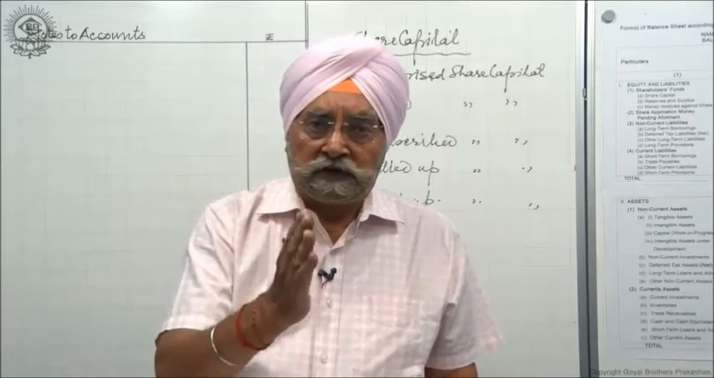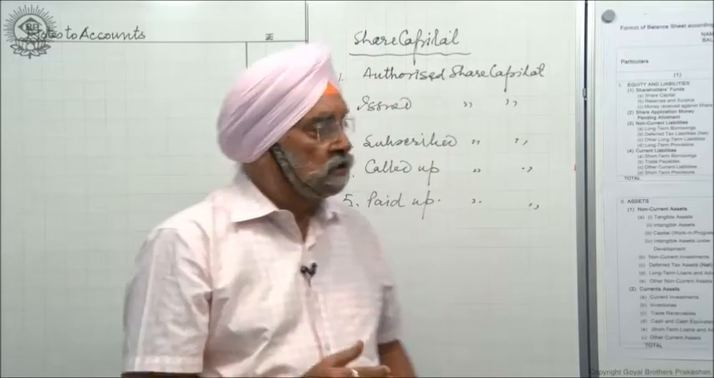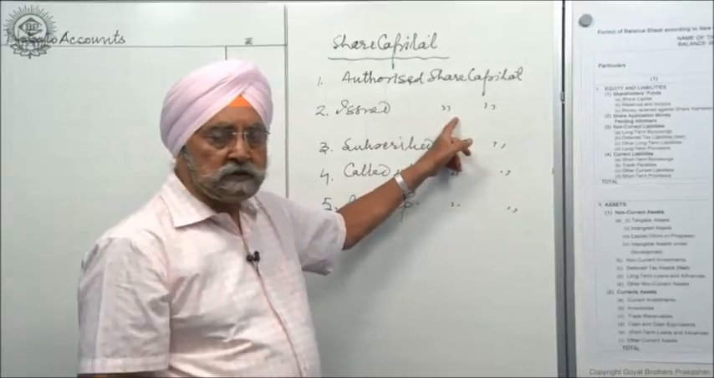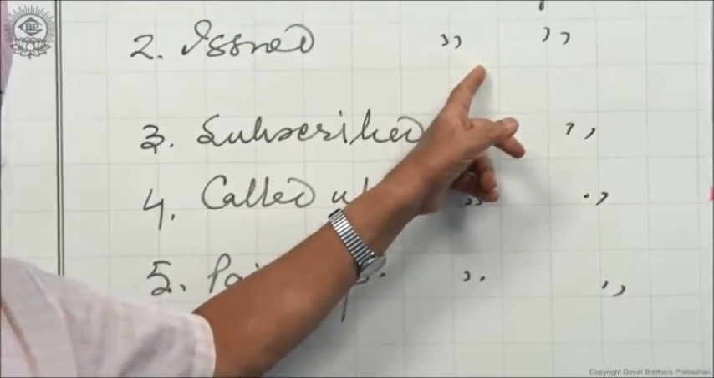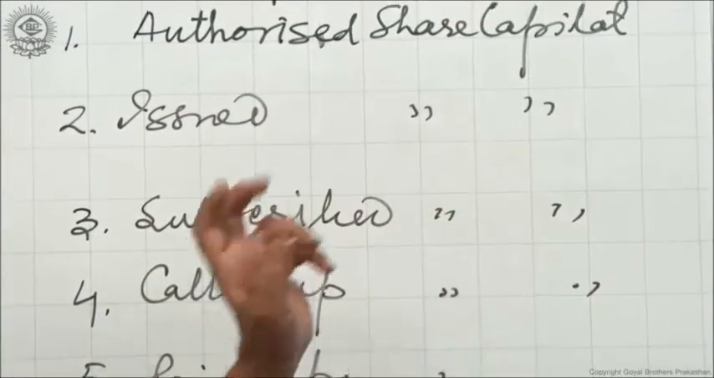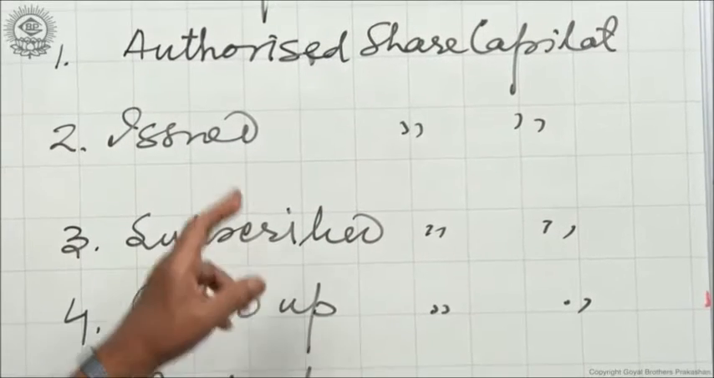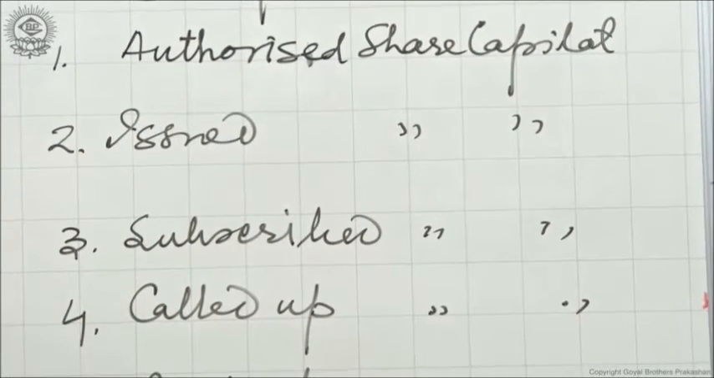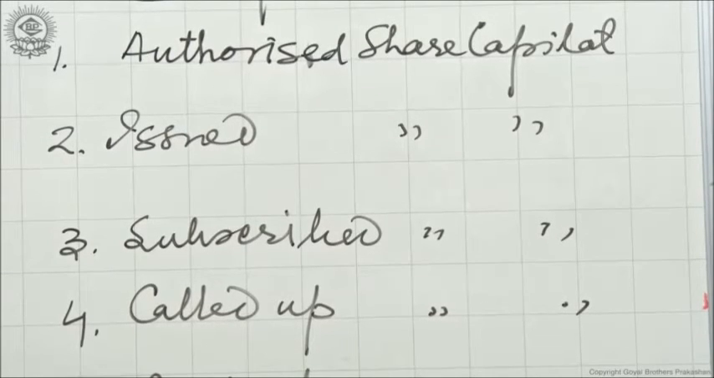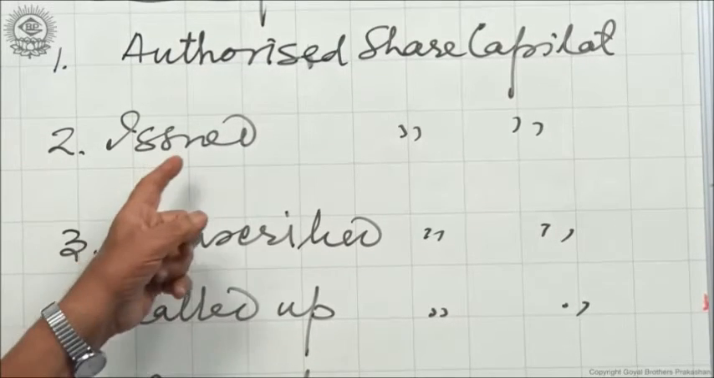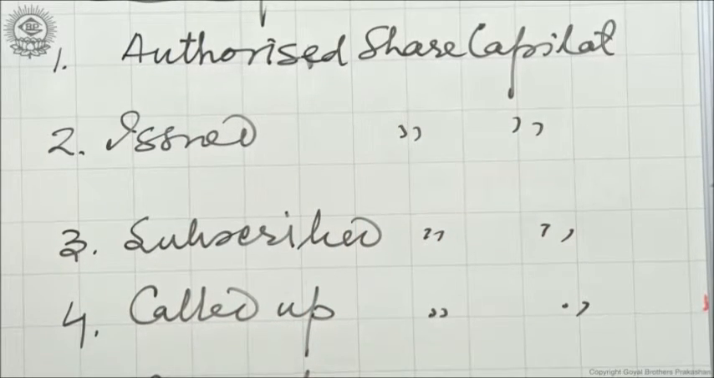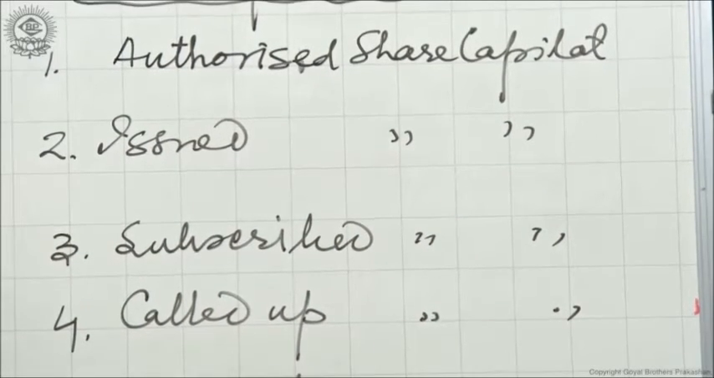According to its requirements, it issues the shares. The first one is given in the memorandum of association, and the company cannot issue more than this amount which is given in the memorandum of association under capital clause. There are many clauses in the memorandum of association. One of those clauses is capital clause, and the amount given in the capital clause is the authorized capital.